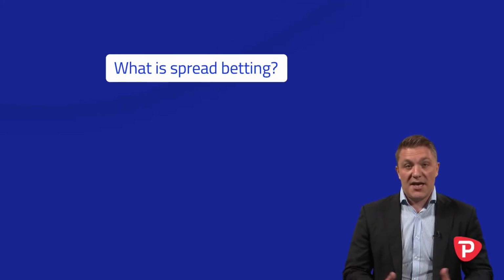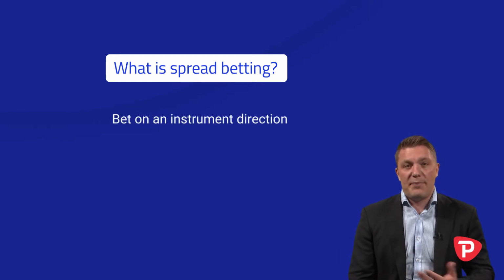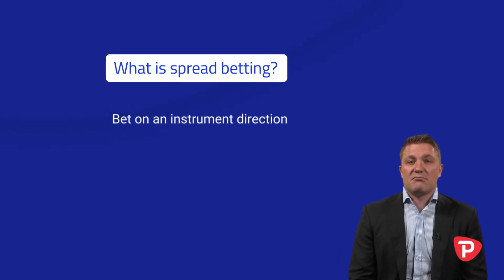The term spread really relates to the difference between the buy and the sell price and the difference between the two. So what is spread betting? Spread betting is effectively an individual, such as yourself, making a bet that an instrument such as an FX pair, an equity index, or a commodity goes in a direction that you believe it will go.